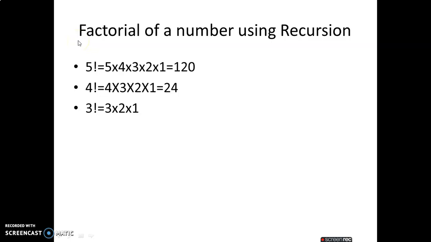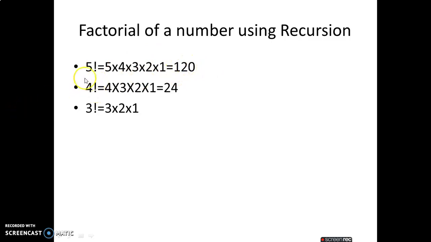So how can I calculate a factorial? This is a 5 and this exclamatory sign is called factorial. How can I calculate 5 factorial? The formula is 5 into 4 into 3 into 2 into 1. If we calculate, the value is 120.